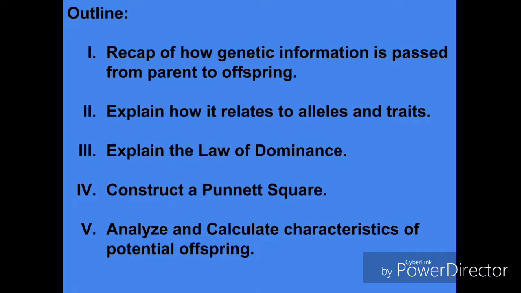I plan to start with a recap of how genetic information is passed from parent to offspring, and then I will explain how it relates to alleles and traits. From there, I will explain the law of dominance and how we use these rules to construct a Punnett square. And then finally, how we can use these Punnett squares to analyze and calculate characteristics of potential offspring.